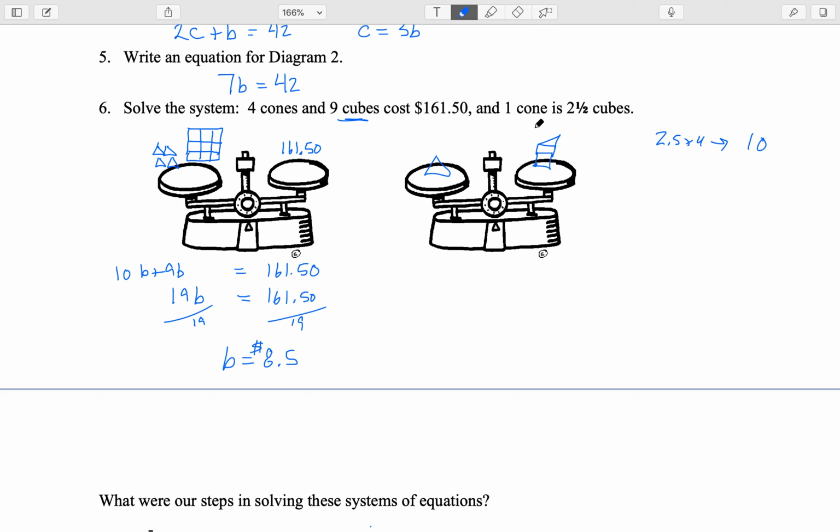So what about a cone? Remember, a cone is 2.5 cubes. So 2.5 times this. The cone is going to be 2.5 times 8.5. I think it's going to be 16, 17. No, hang on, that's 21.25. So we just did the exact same thing by taking one of these equations and turning it into this one.